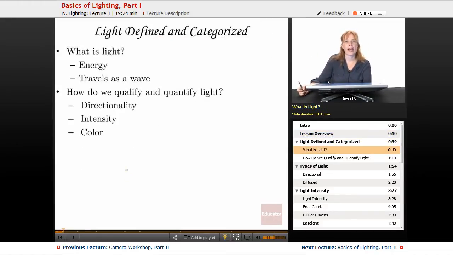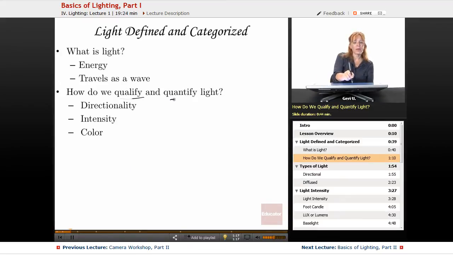Light defined and categorized. Before we really get into discussing how we define and categorize light, let's ask the question, what is light? Well, light is energy. This is an important thing to remember, especially in terms of how the camera is interfacing with it and the lens. And we're going to discuss light in terms of the wave theory of light, and that light travels as a wave. And so then we need to ask the question, well, how do we qualify this energy that travels as a wave? How do we qualify it? And also, how do we quantify it?